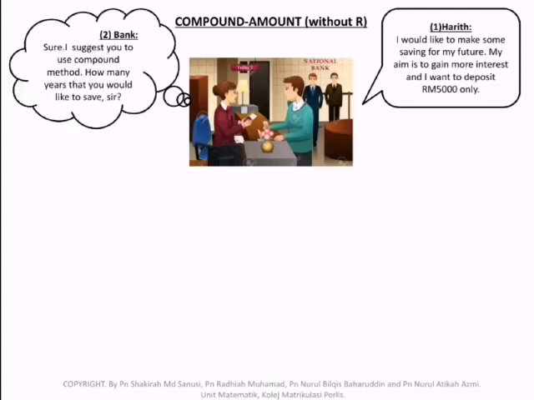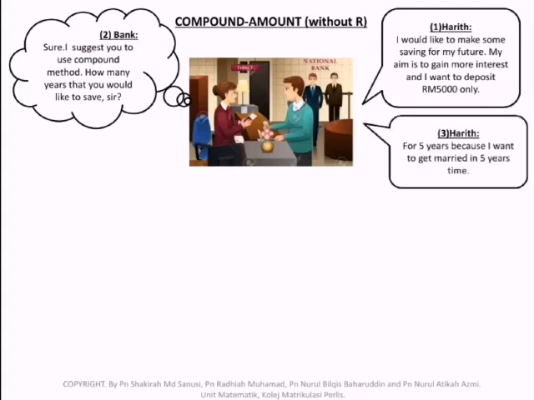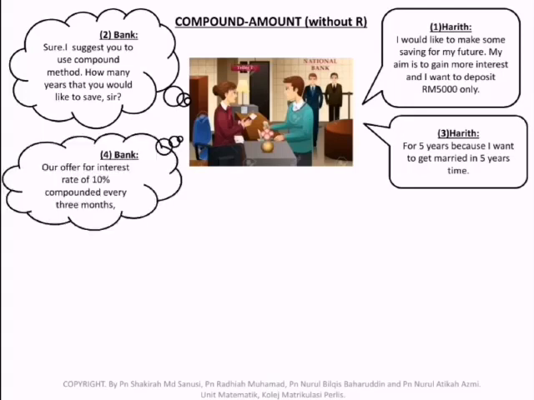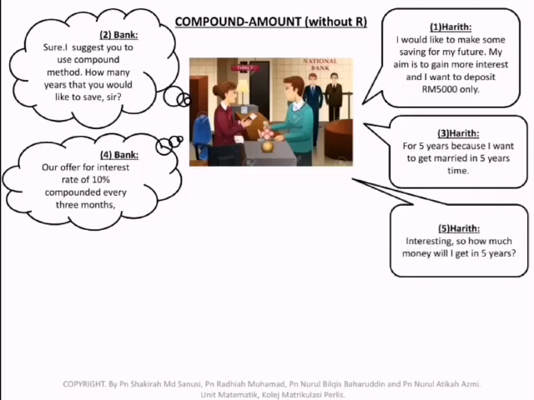Sure. I suggest you to use compound method. How many years that you would like to save, sir? For 5 years because I want to get married in 5 years' time. Oh, good. Good to hear that. Okay, our offer for interest rate of 10% compounded every 3 months. Interesting. So how much money will I get in 5 years?